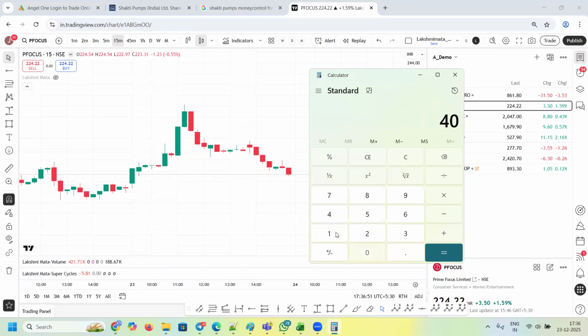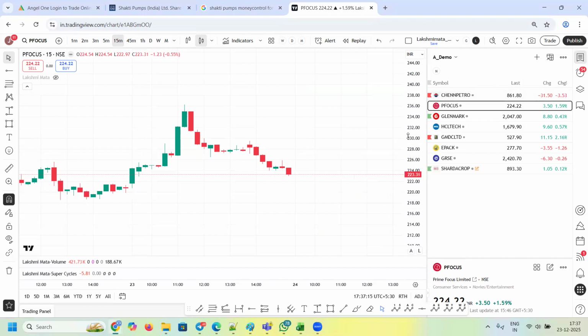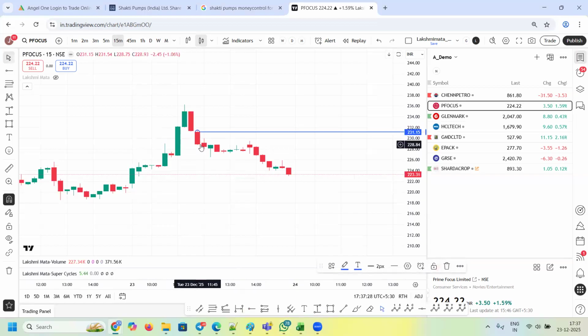Imagine 40K divided by 225. You can purchase around 175 stocks for 40K, without leverage. Shorting always comes with leverage, which means with 40K you can purchase maybe 500 stocks. Got it? So now here is the confirmation and you can start it here only. This will be your entry point, and one good candle is enough.